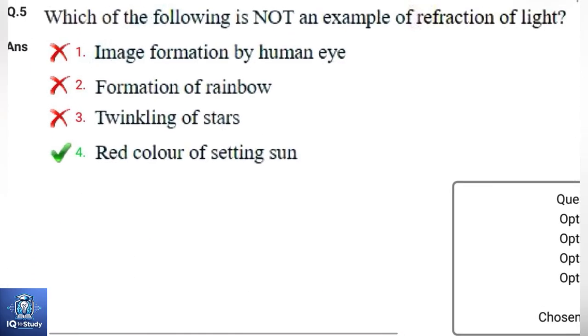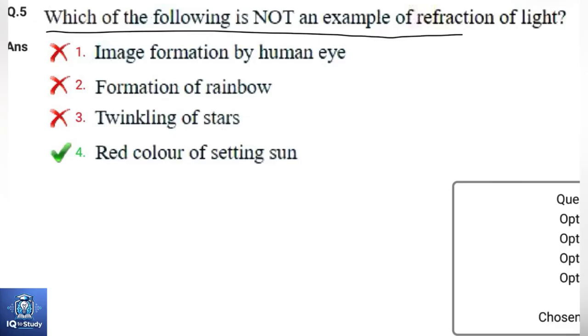Which of the following is not an example of refraction of light? Red color of setting sun. Because red color of setting sun is due to Rayleigh scattering.